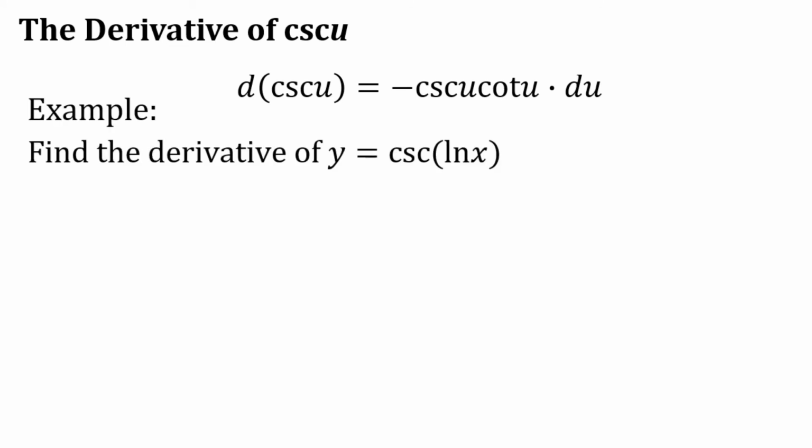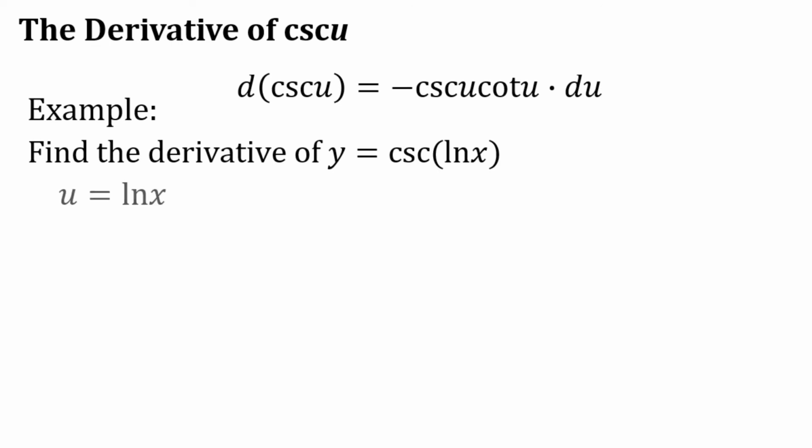Now let's have the derivative of cosecant u. The formula is the d of cosecant u is equal to negative cosecant u times cotangent u times du. For example, find the derivative of y equals cosecant ln x.